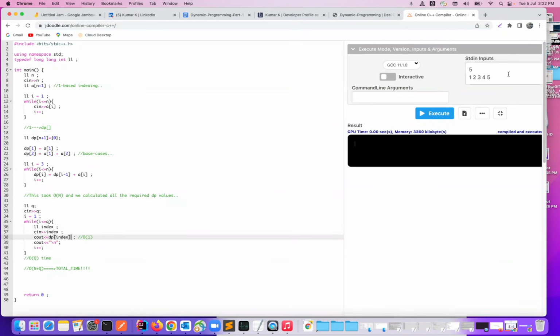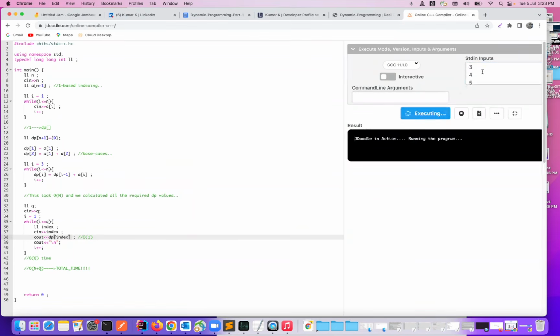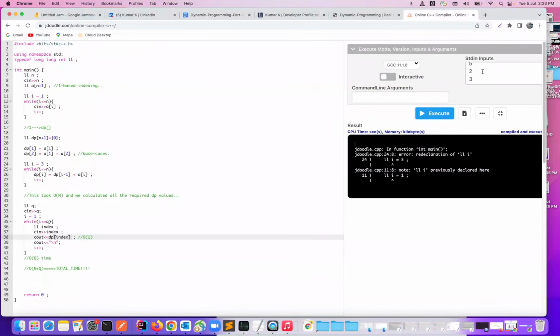So let's try all possible. Say we have five queries. First query 2, then 3, then 4, then 5, then 1. Let's see what's the answer. Okay, sorry guys, redeclaration. Let's fix the error and let's run things again.